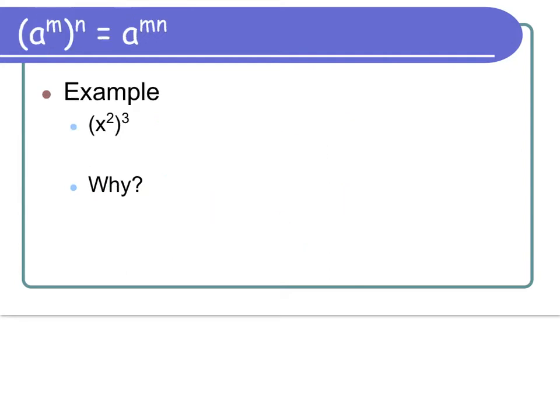Moving on. The power rule. If a base has an exponent and it's raised to another exponent, then we multiply the exponents together. For example, x squared raised to the 3 is x to the 2 times 3 power, or x to the 6th. Why does that work?